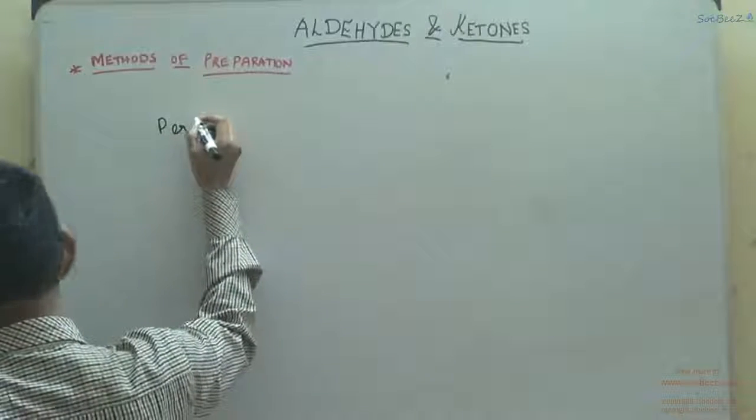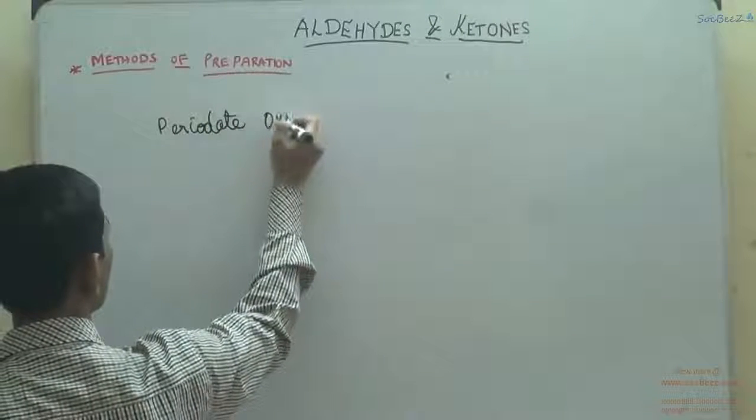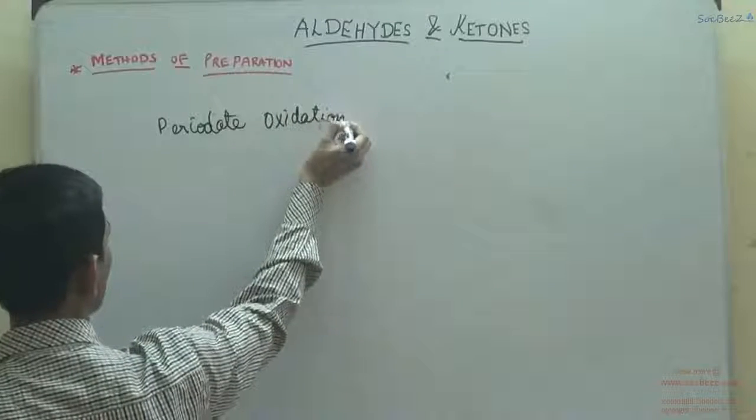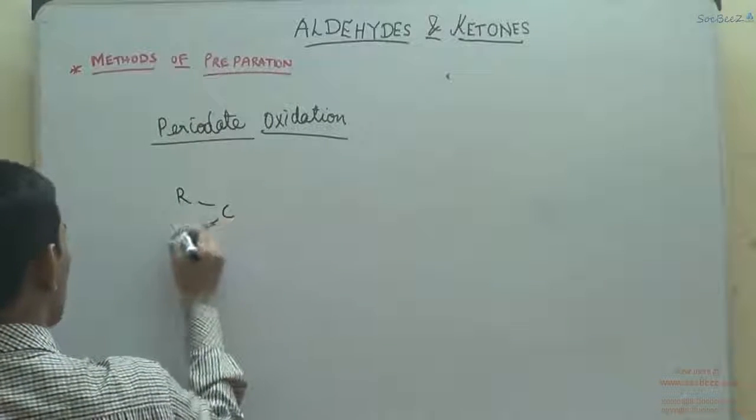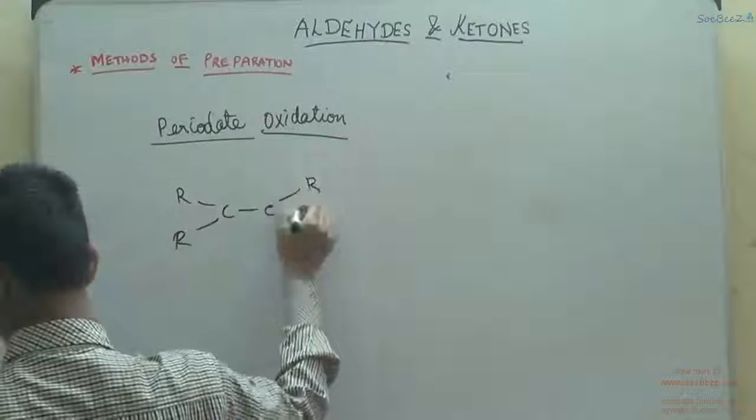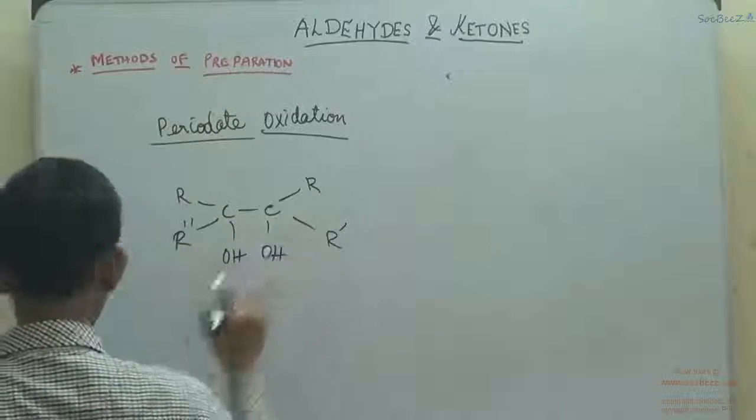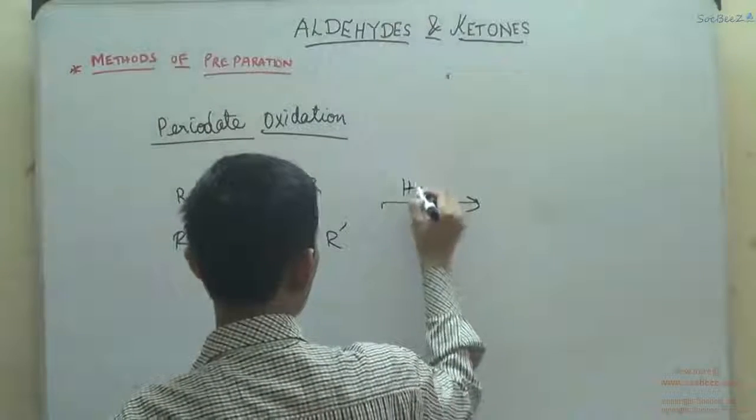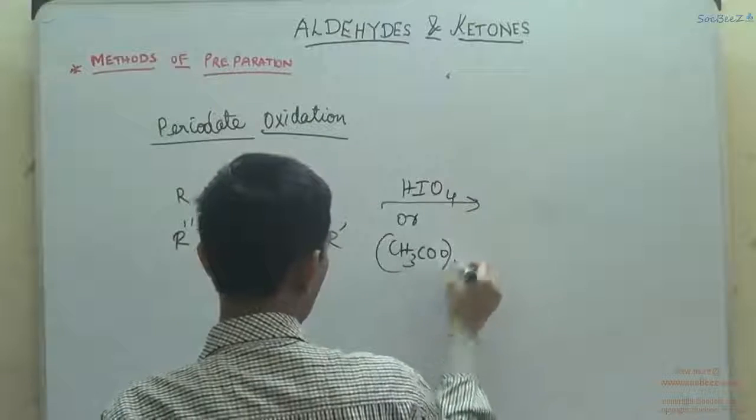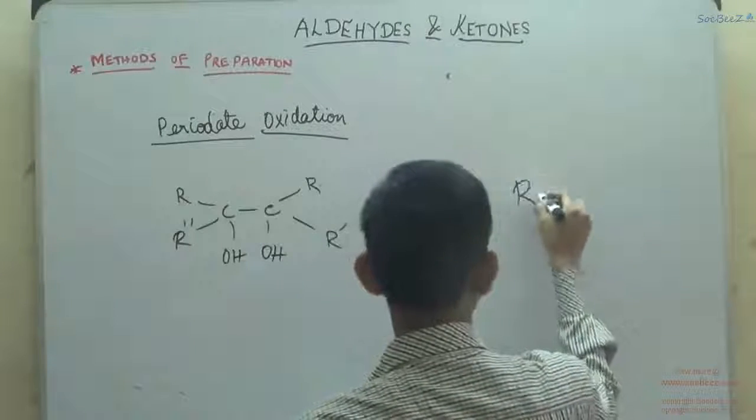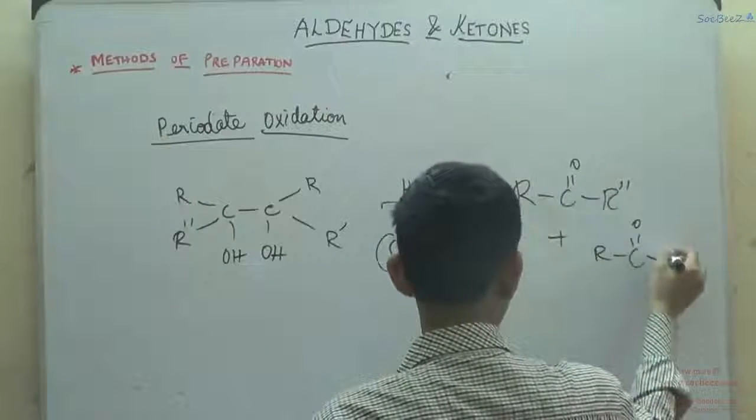From diols, this is periodate oxidation. Diols treated with periodate HIO4 or lead tetraacetate, so you will get RCHO R double prime plus RCHO R prime.